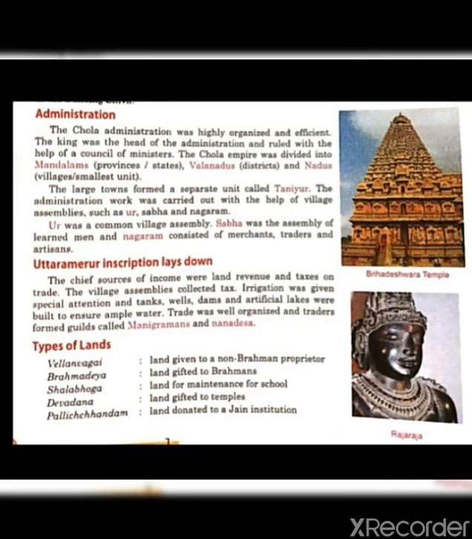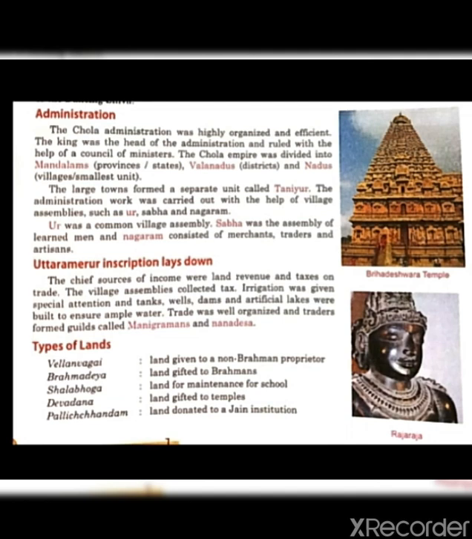Administrative system. The Cholas' administration was highly organized and efficient. The king was the head of the administration and ruled with the help of a council of ministers. The Chola Empire was divided into mandalams, provinces. The districts were known as Valanadus, and Nadus meant the smallest unit, the village. The administration was divided into three parts: state, district, and small unit of village.